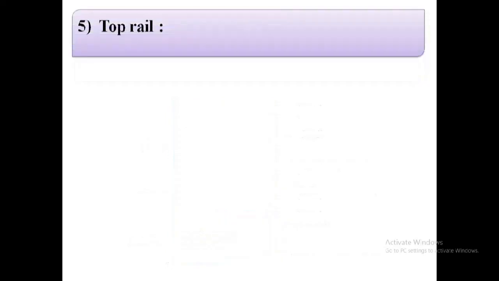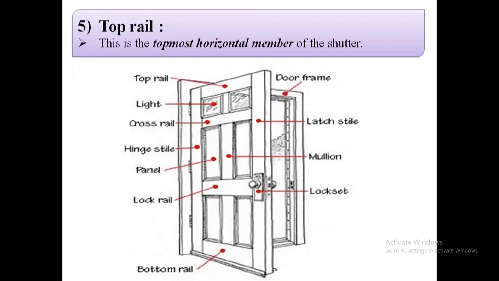The fifth technical term is top rail. The top rail is the topmost horizontal member of the shutter. Here this is the shutter, and the topmost horizontal member of the shutter is known as the top rail. Here you can see this one is the top rail.